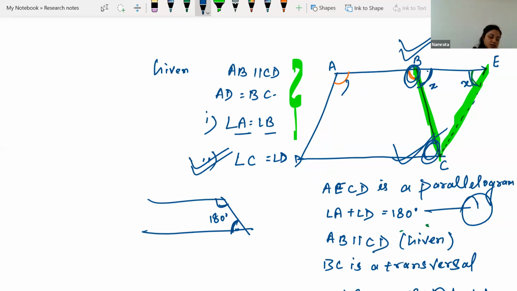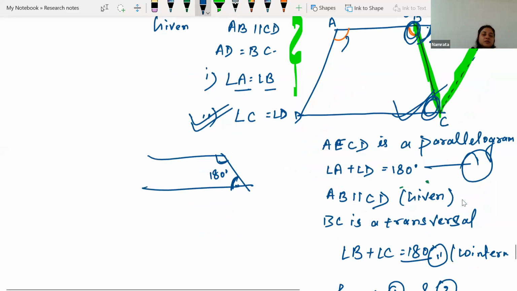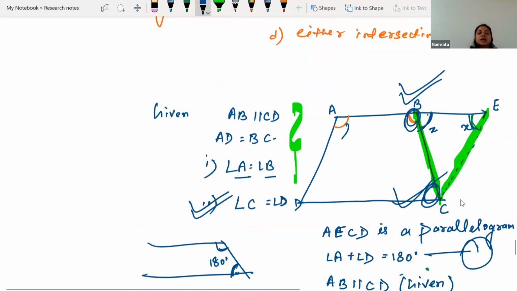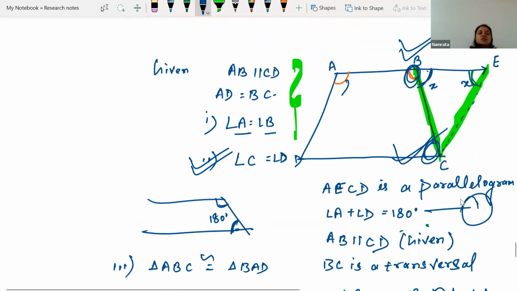Now the next part is asking that we have to prove that triangle ABC is congruent with triangle BAD. Let's see which one is triangle ABC and which one is triangle BAD. For that we need to draw the diagonal in this trapezium. So let's draw the diagonal.